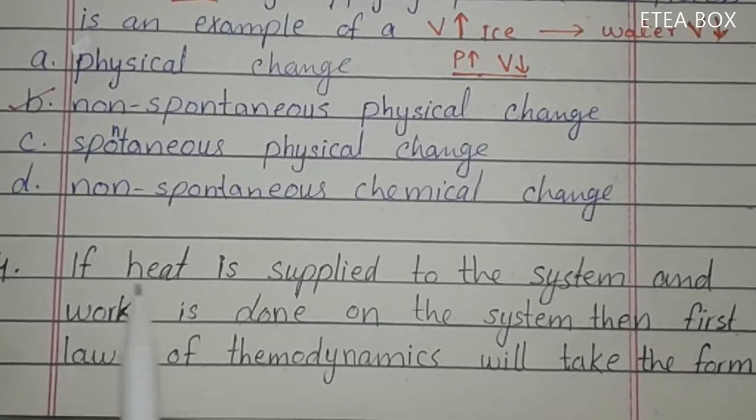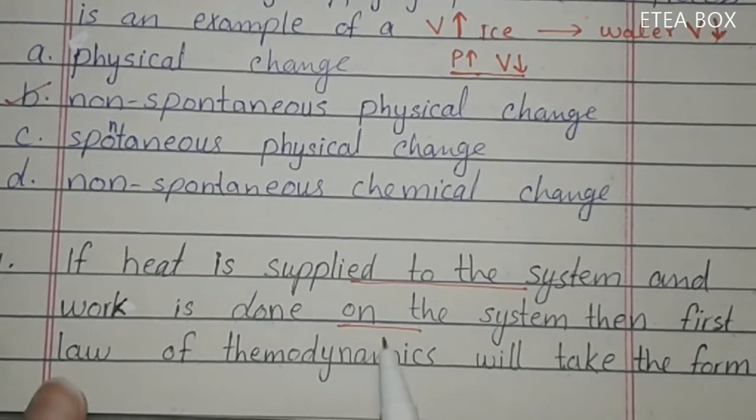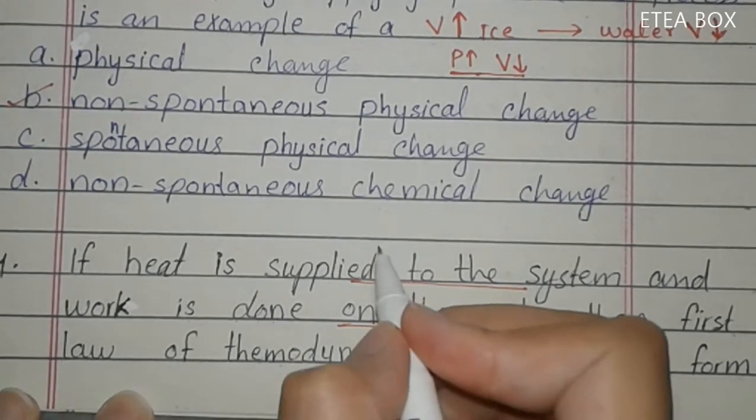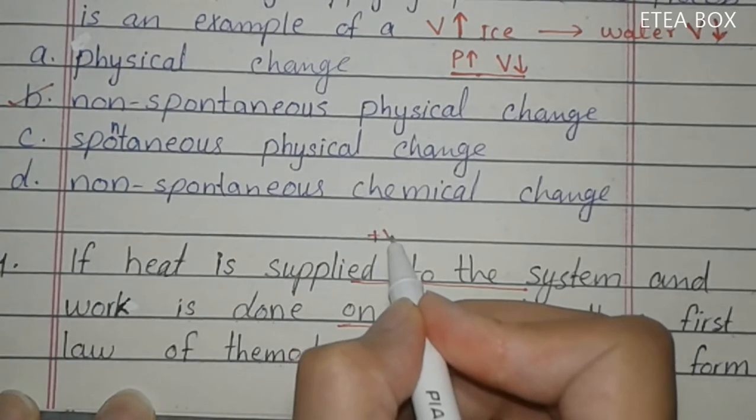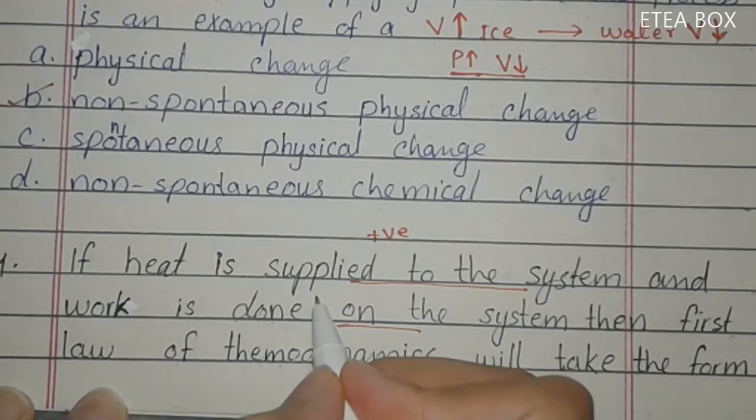Fourth MCQ: if heat is supplied to a system and work is done on the system, then the first law of thermodynamics will take which form? Now look here. We know that when we supply heat to a system, the heat will be positive. And when work is done on the system, the work will be positive.